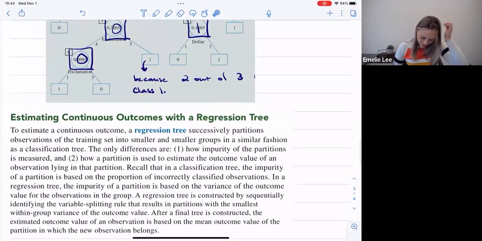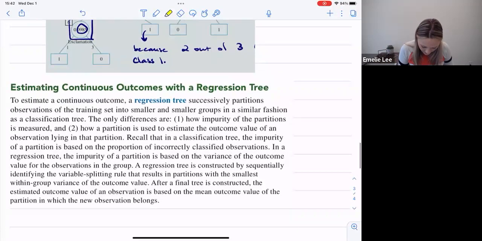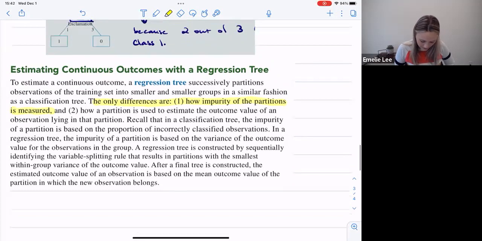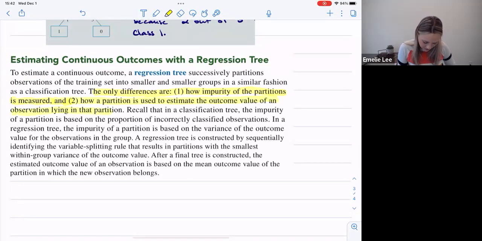Okay, so let me see if I can find that here. The only differences are how impurity of the partitions is measured. Okay. I'll highlight the rest of it. But in a regression tree, the impurity of a partition is based on the variance of the outcome value for the observations in the group. Okay, and so that's a little bit different, right? We want to minimize the variance within each group that we create, right? And then we split based off of what's going to minimize the variance. So what's going to keep the values that are close together as much as possible.